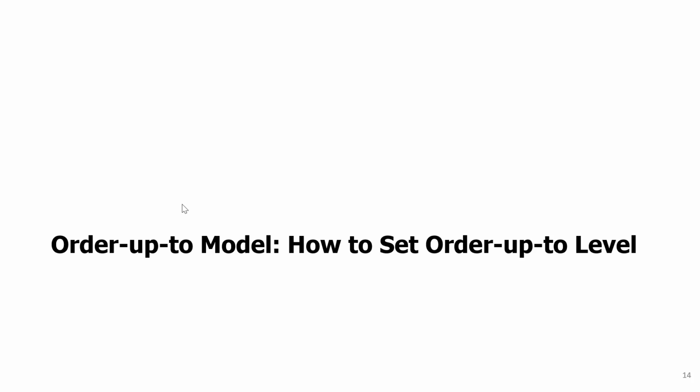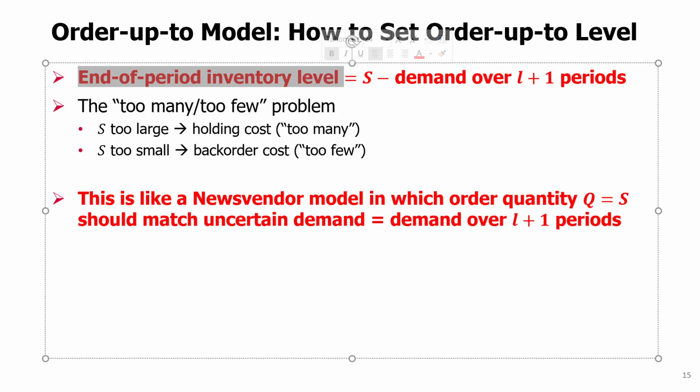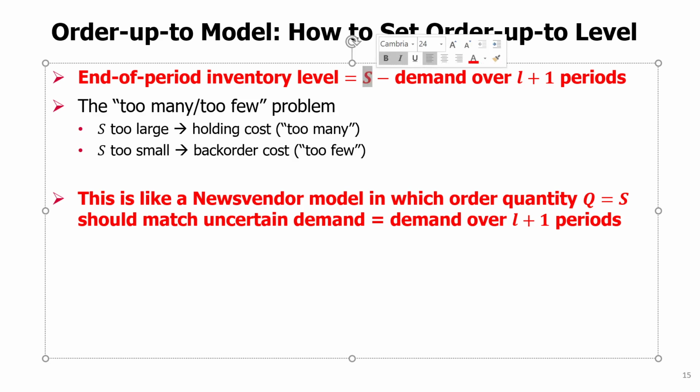Order up to model, how to set the order up to level. In the previous segment, I showed you that the end of period inventory can be calculated as, or is equivalent to, the order up to level minus demand over L plus 1 periods.